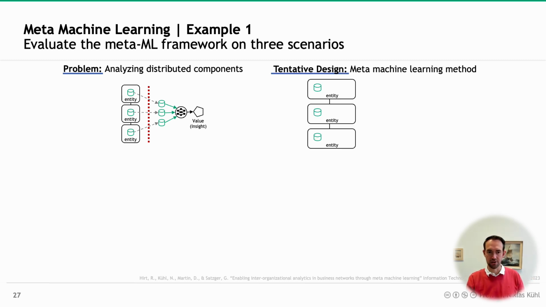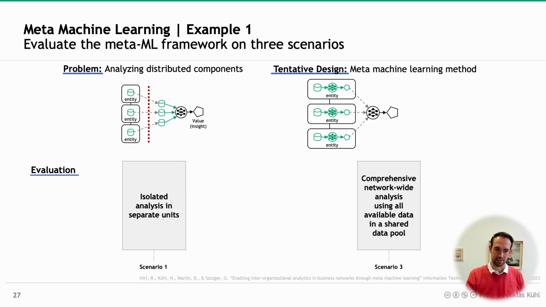And what we say now is, why don't we use meta machine learning? So we have each entity with its own data. They all build their model. The model provides an output. We build a meta learner that has an output then. And we want to compare this to 2 scenarios, the ones that I mentioned in the very beginning.